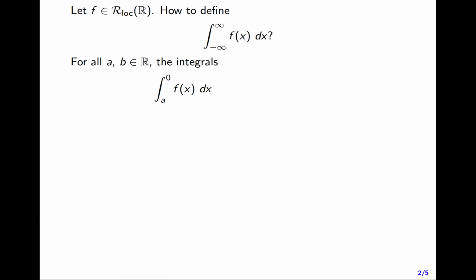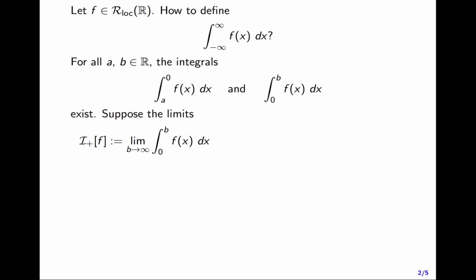Well, first of all, because f is in R loc of the reals, we know that if I have numbers a and b in the reals, the integral from 0 to a of f of x exists, and the integral from a to 0 of f exists, and the integral from 0 to b of f exists, because these integrals are just taken over closed bounded intervals a to 0 and 0 to b. So now let's suppose we have two limits existing.